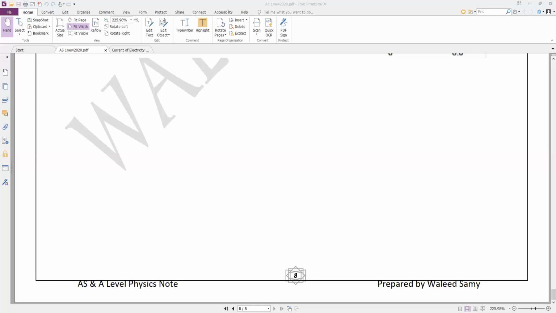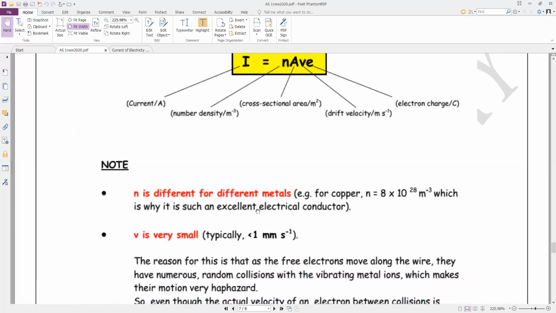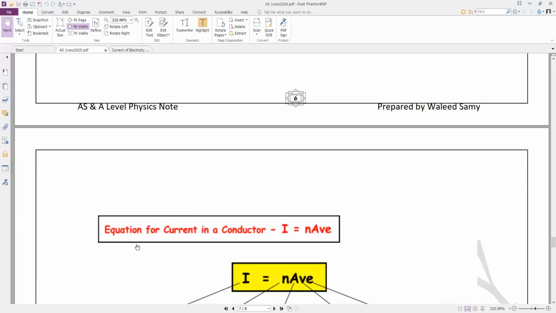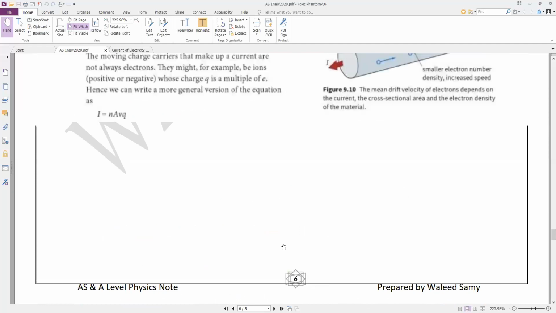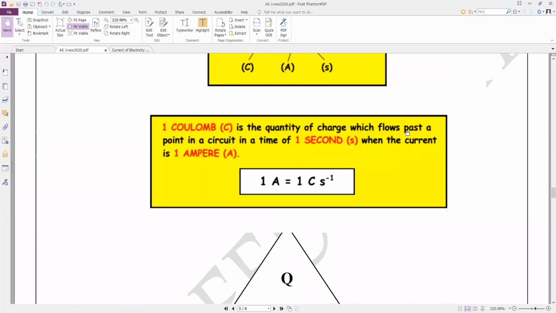Okay, that is everything about current for this lesson for today. Okay, then what is important? Take care about how to calculate the current or drift velocity: I equals nAve. Then what is the definition of the coulomb? The quantity of the charge which flows past a point in a circuit in a time. Okay, 1 coulomb is the quantity of the charge which flows past a point in a circuit in 1 second when the current is 1 ampere. Okay, this is 1 coulomb.